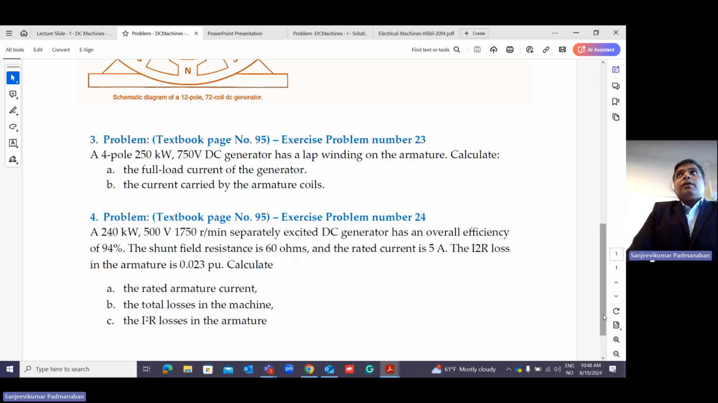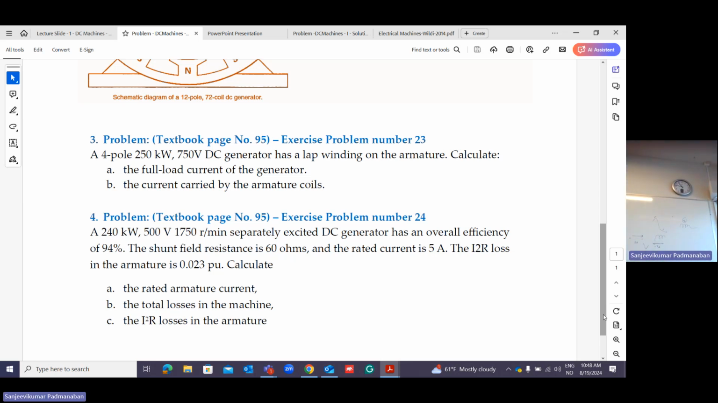Problem number 3. Can I go? A 4-pole, 250 kilowatt, 750 volt DC generator has a lap winding on the armature. Calculate the full load current of the generator. What is the full load current? The current carried by the armature coil. Don't forget in your life: the rotating part is called the armature. What is the current this will carry?